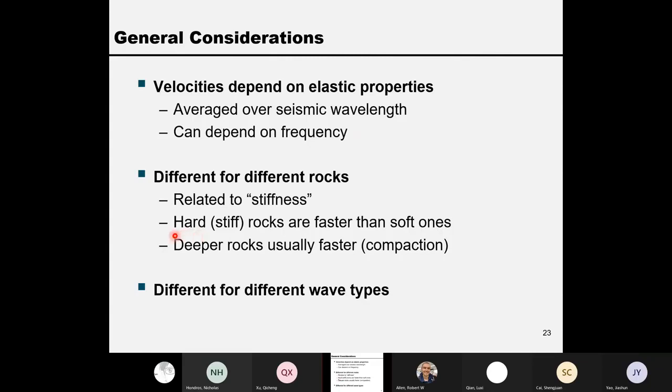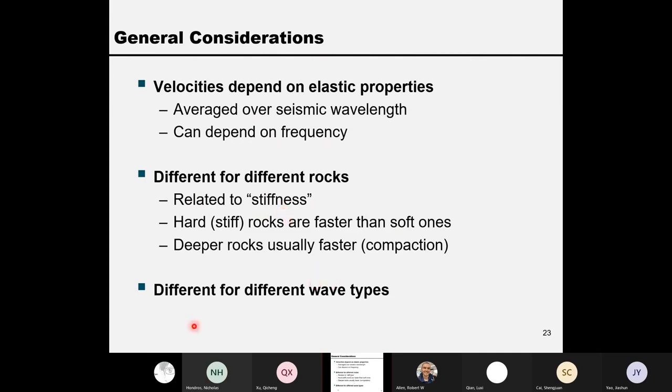Commonly, the harder rocks have a higher velocity compared to the soft rocks. Soft rocks' velocity is usually lower if the other parameters are in the relatively same domain, same territory. Deep rocks usually have a higher velocity. Okay, why? Because of compaction, because of overburden pressure. Right, in a deep layer you have overburden pressure, which makes the rocks stiffer. That's the general consideration.